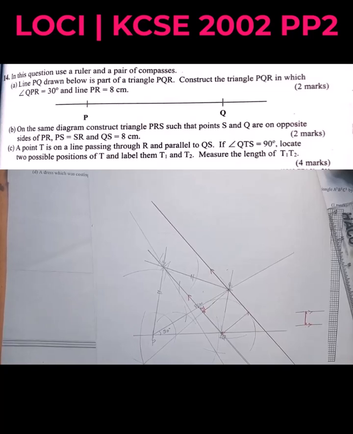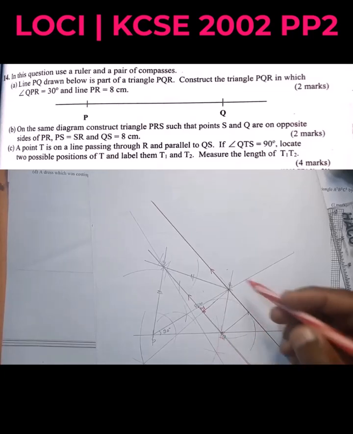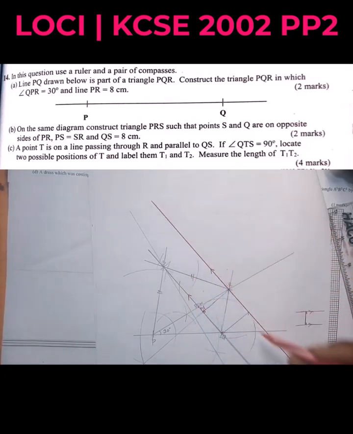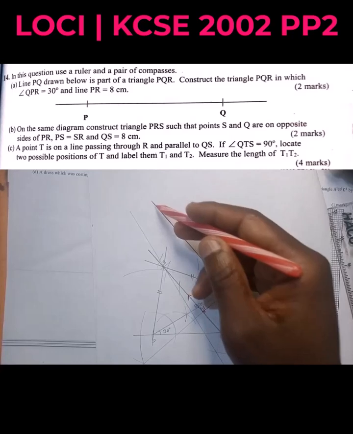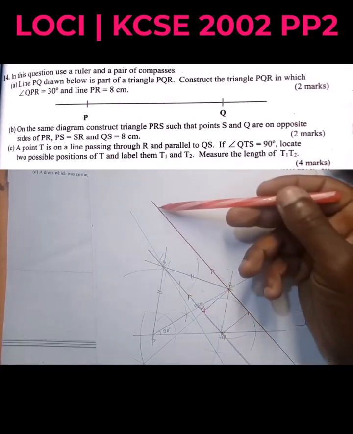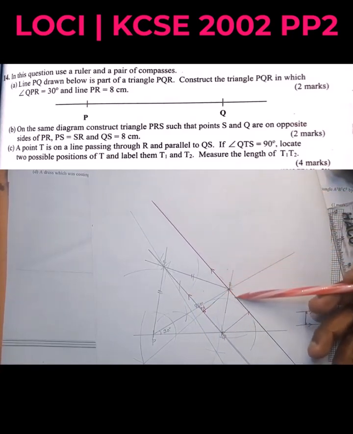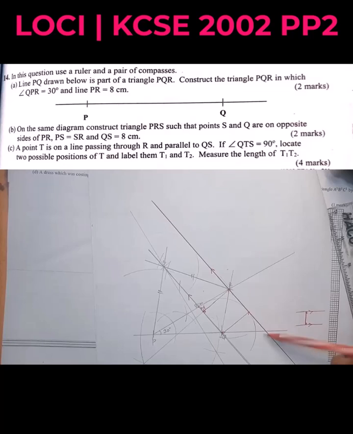Then after that, there's something else that you need to do. There's an angle that you're supposed to construct. So angle QTS should be 90. So QTS, remember that T lies anywhere along this line that I've drawn here passing through R. It can lie anywhere. And you need to construct T such that QTS, you can see where S is, should be 90 degrees.